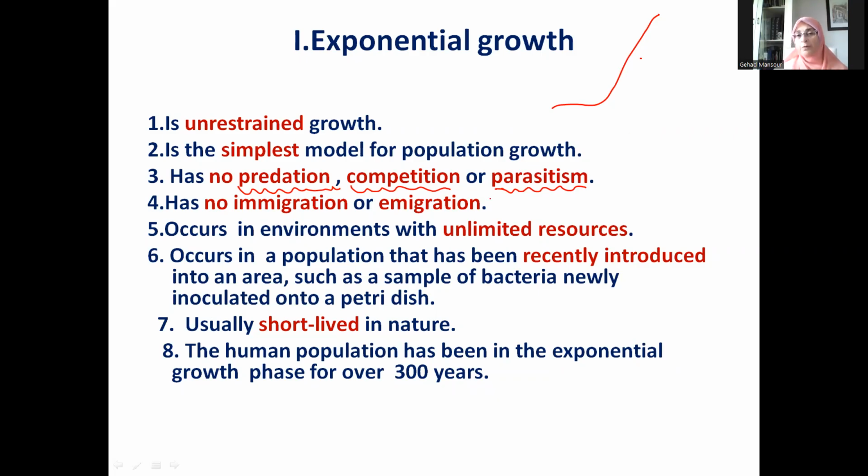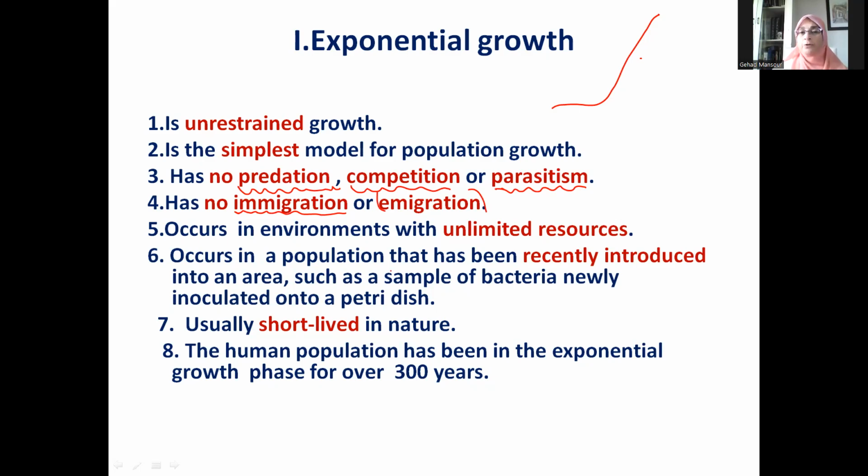In order, again, for exponential growth to occur, not only should growth be unrestricted, without predation, without competition, without parasitism, but also there shouldn't be any immigration or emigration, just like we said in the Hardy-Weinberg principle, because if there is immigration, then the number will increase, but if there is emigration, then the number would decrease. Now, it occurs usually in environments where the resources are plentiful, where there is no competition for the resources. Actually, I'm not convinced with this point, because immigration will increase the numbers. So it should be no emigration.